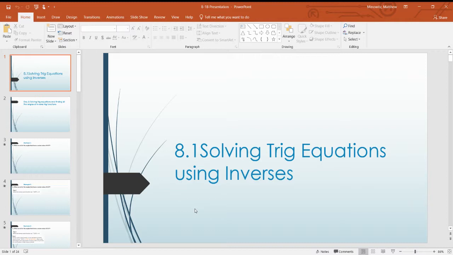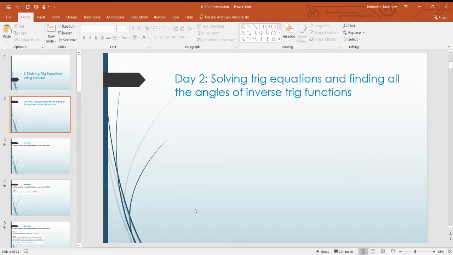Generally, if we're looking at where sine is positive, there's two quadrants, or where cosine is negative, there's two quadrants, or where tangent is negative, there's two quadrants. So generally there's two answers. So today we're going to solve trig equations and find all of the angles. We're going to use some algebra, we're going to use some trigonometry, mainly inverse trigonometry.